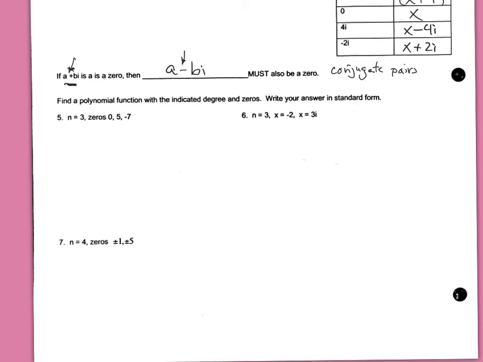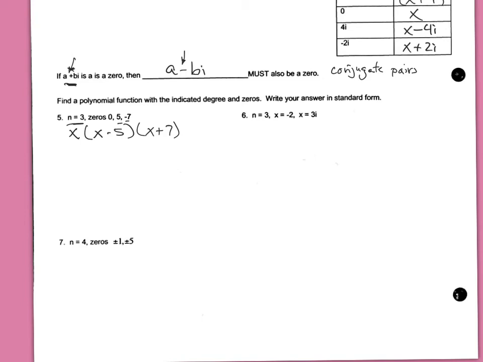So the first thing we do is we switch all these zeros to factors. They're telling you that the degree is 3, which is nice. So you know that when you're all done, you should have x to the third as your highest power. If our zero is 0, we know that's an x. If our zero is 5, then the factor is x minus 5. And if our zero is -7, then the factor is x plus 7. And then you just start multiplying.